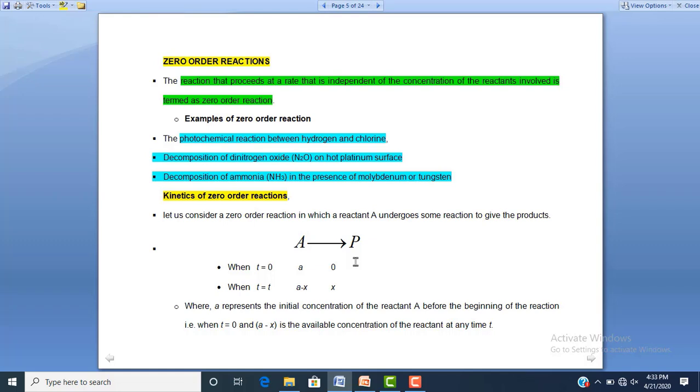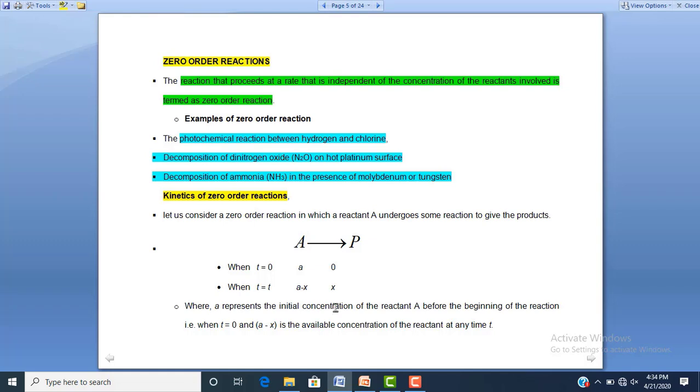Here we suppose that when time was 0 second, then the initial concentration of A was a mole and the concentration of P was 0 because when the reaction started, then reactants were present and product was absent. After time t second, when few seconds or few minutes have passed, then what happened? Then product P has been produced and the number of moles or the concentration of P is x. x means it is an unknown concentration.